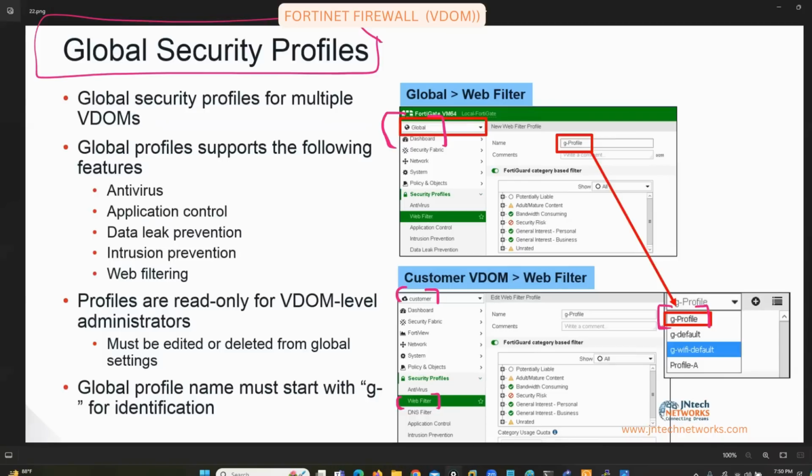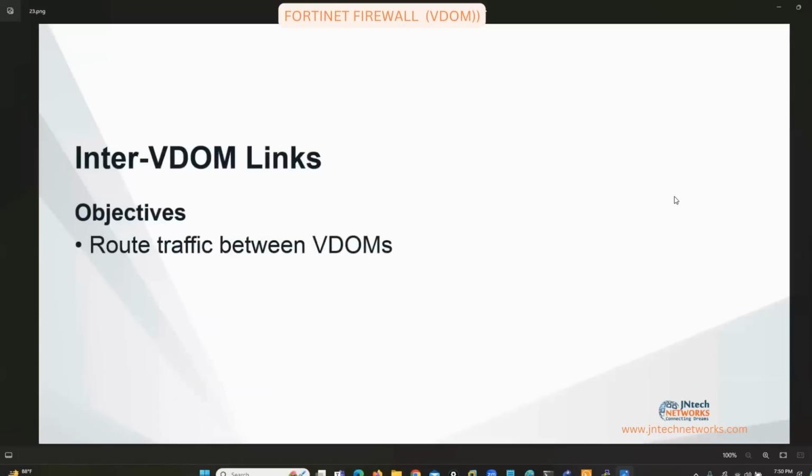Okay, now how to create an inter-VDOM link? I told you there is no communication by default. There is no communication in between VDOMs. But if you want to create a link, you need to create an inter-VDOM link.